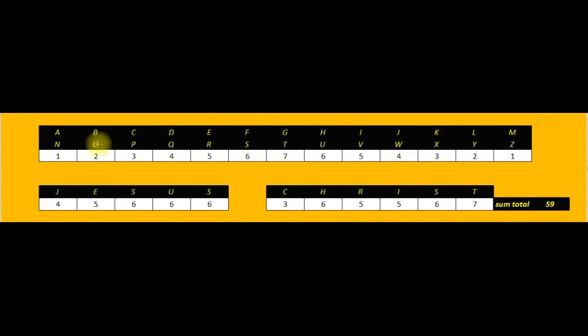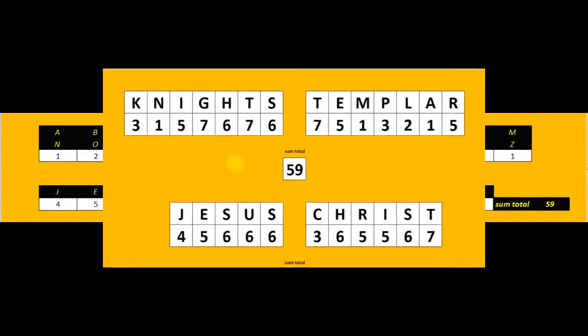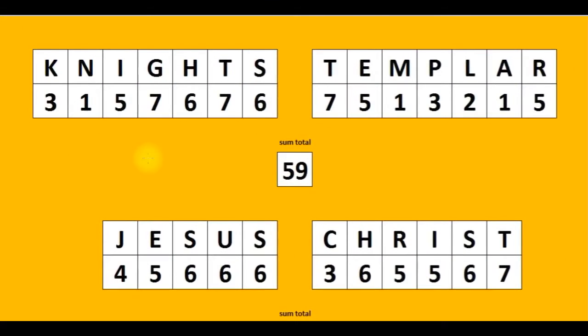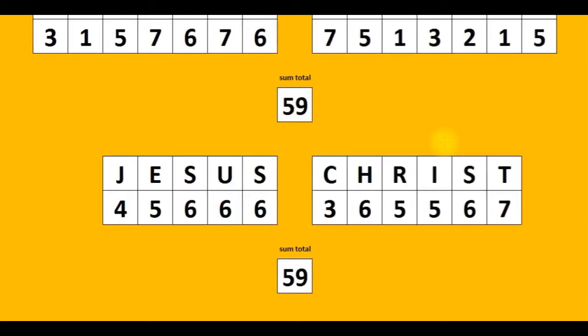Using the English septenary cipher, the name Jesus Christ sum totals to 59. See that Knights Templar as well, using the English septenary cipher, sum totals to 59. The same as our Lord and Savior, Jesus Christ.